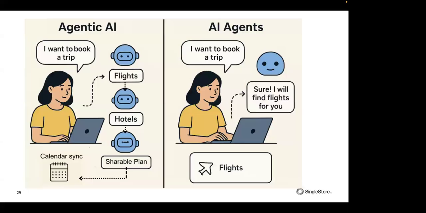We can see this in this use case, right? If you take an AI agent and ask it, hey, I want to book a trip to wherever, it will say, sure, I will find the flights for you. It will just do that and come up with the flights. That's it. But with agentic AI, you can do much more. I want to book a trip. So one agent will go find the flights, one agent will go find the hotels, and one agent will come up with the summary plan for you, in accordance with your calendar, right? That way, agentic AI is much more superior, right?